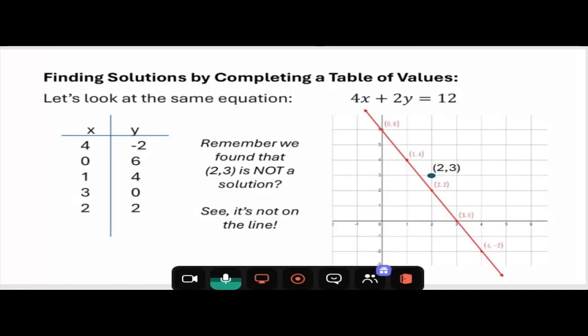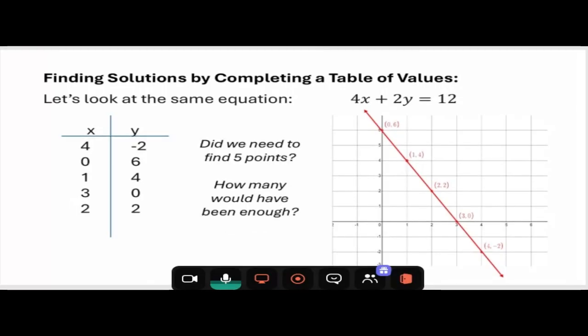Okay, now I'm going to ask a question. I plotted 5 points there. Did I need to plot 5 points in order to draw that line? Think about that. How many would I have needed to draw a straight line? And hopefully you're thinking to yourself that the answer to that question is 2. And they could have been any 2, right? It could have been those 2 points.